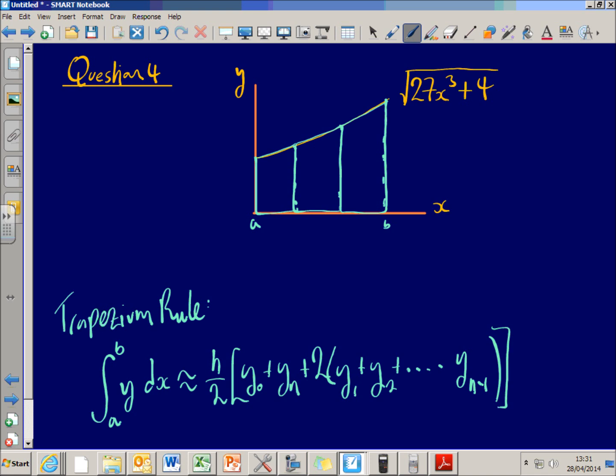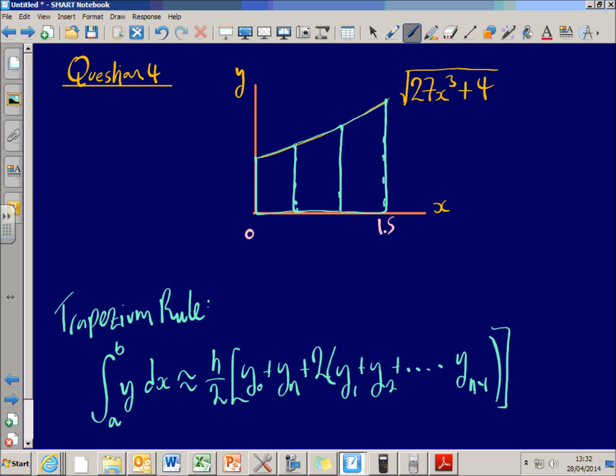Let's have a look at how you do it. Once you know the trapezium rule, all you have to do is sub into it. This question says, can we find out the area under this curve between 0 and 1.5? So the x values I'm looking at are from 0 to 1.5. It has asked us to use 3 strips. So there's my 3 strips.